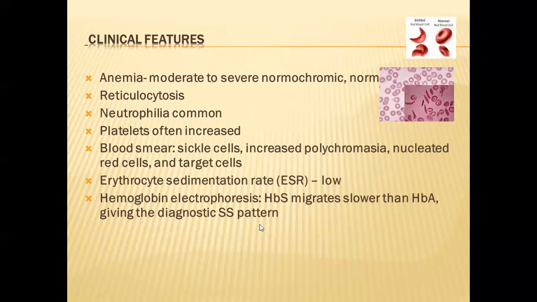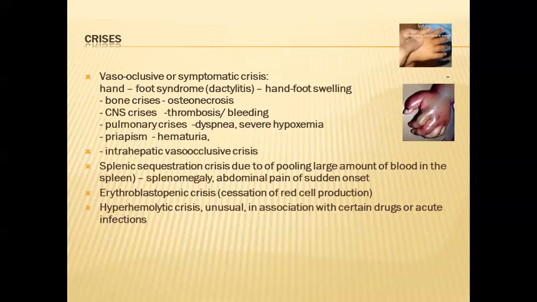And then the erythrocyte sedimentation rate is low. Again, hemoglobin electrophoresis is a definite diagnostic test for HbS, sickle cell hemoglobin, which will show you that HbS migrates slower than hemoglobin A, giving the diagnostic pattern of sickle cell hemoglobin.